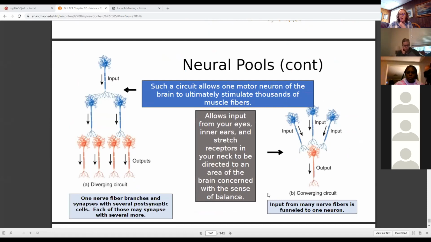So 4 basic types of circuits. We have a diverging circuit, which is where one nerve fiber branches and synapses with several postsynaptic neurons, which then synapse with several more. This kind of circuit allows one motor neuron of the brain to ultimately stimulate thousands of muscle fibers.